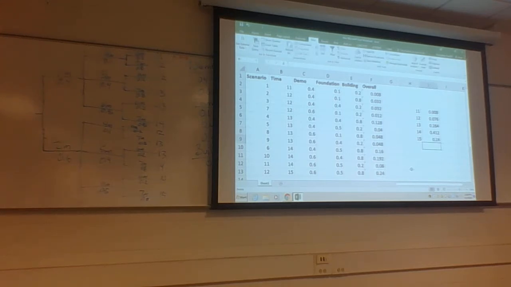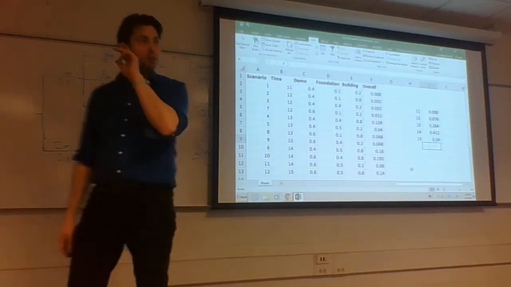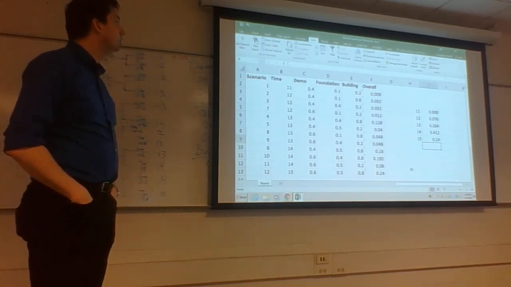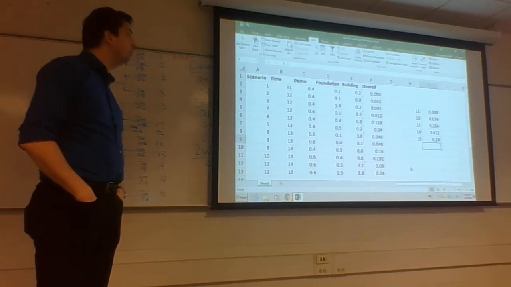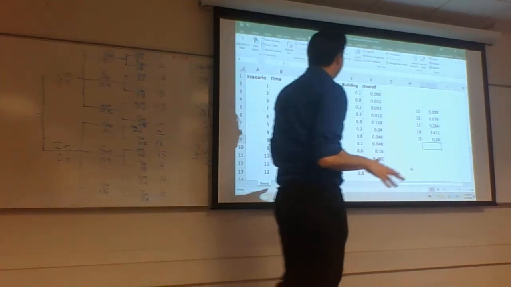So, which outcome is most likely? Which outcome is most likely? 14 months. 14 months, right? Easily 14 months. How do you know? Yeah, this is big enough.